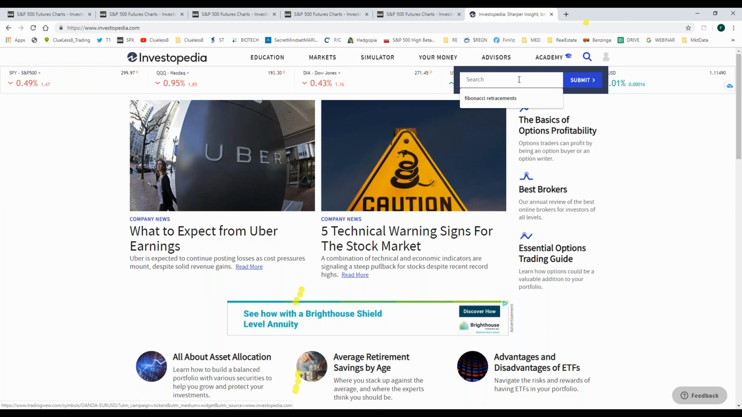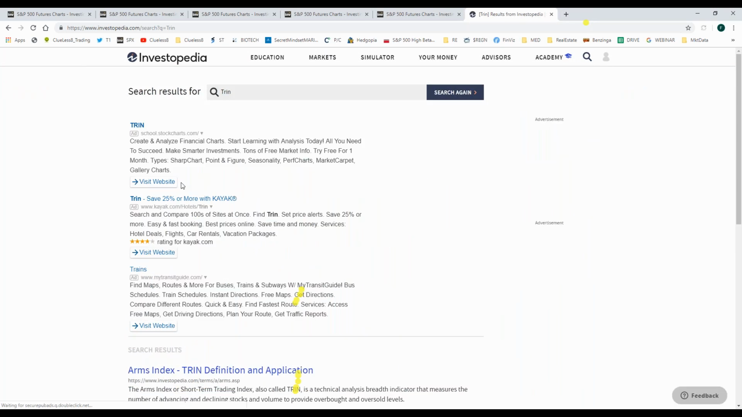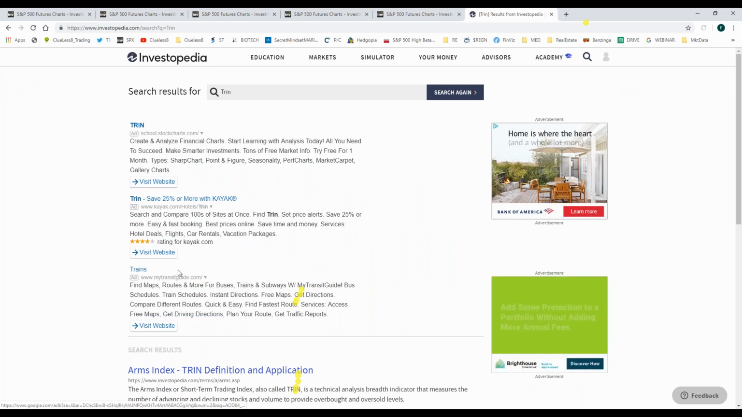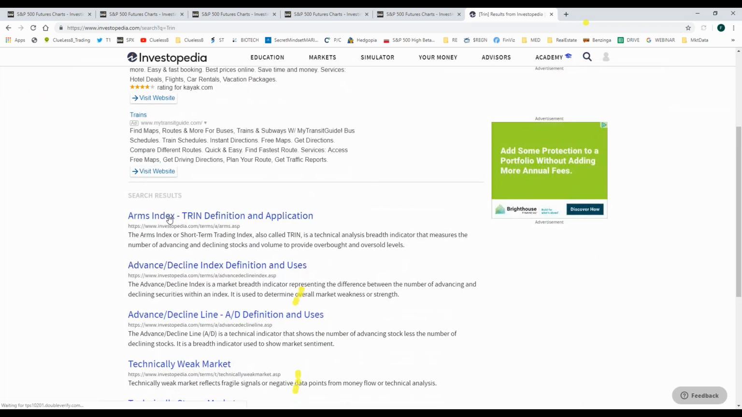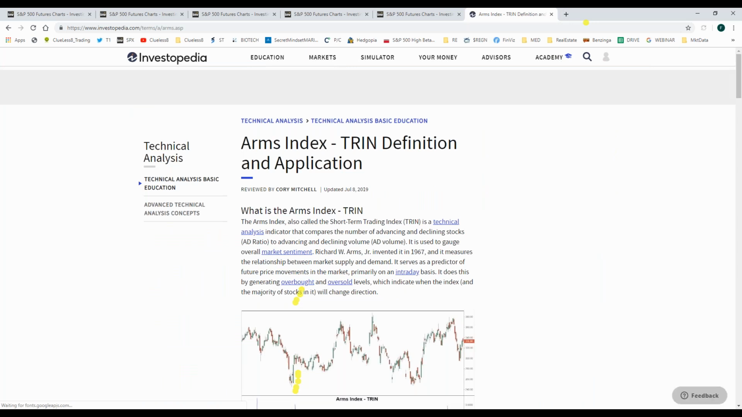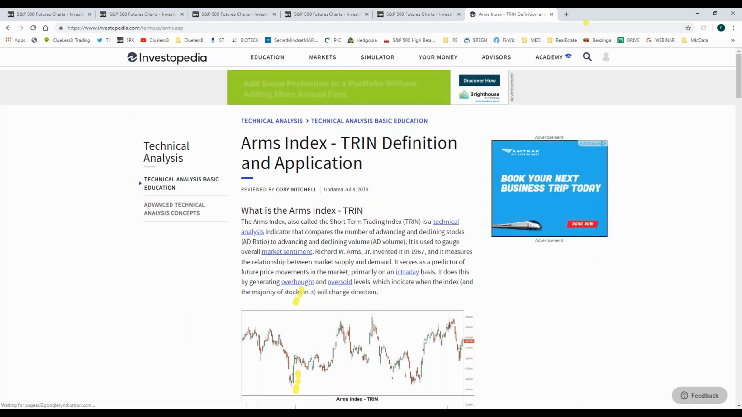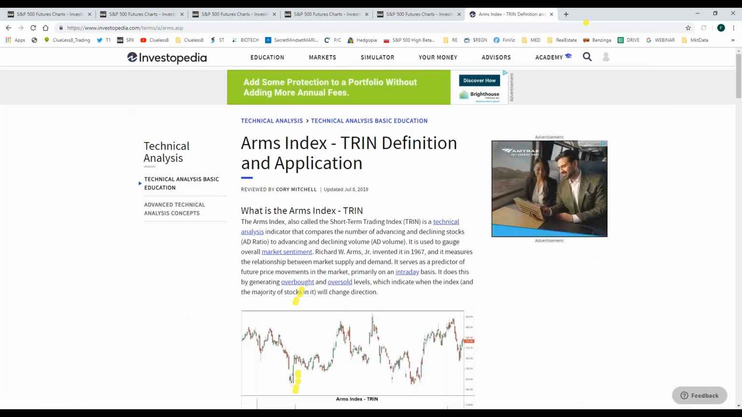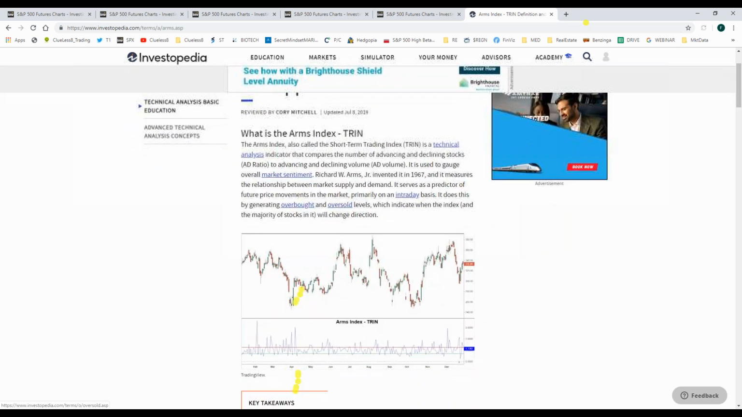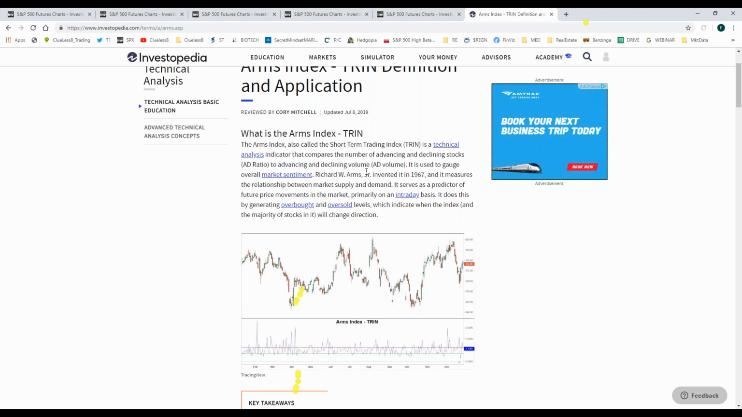Let's type in TRIN. So what is the TRIN index? It's actually devised by a gentleman who was a NASA engineer way back, I think in the 50s. His name was Dick Arms, and it was also known as the ARMS index. The TRIN indicator is a technical indicator that measures, and it is a terrific indicator.